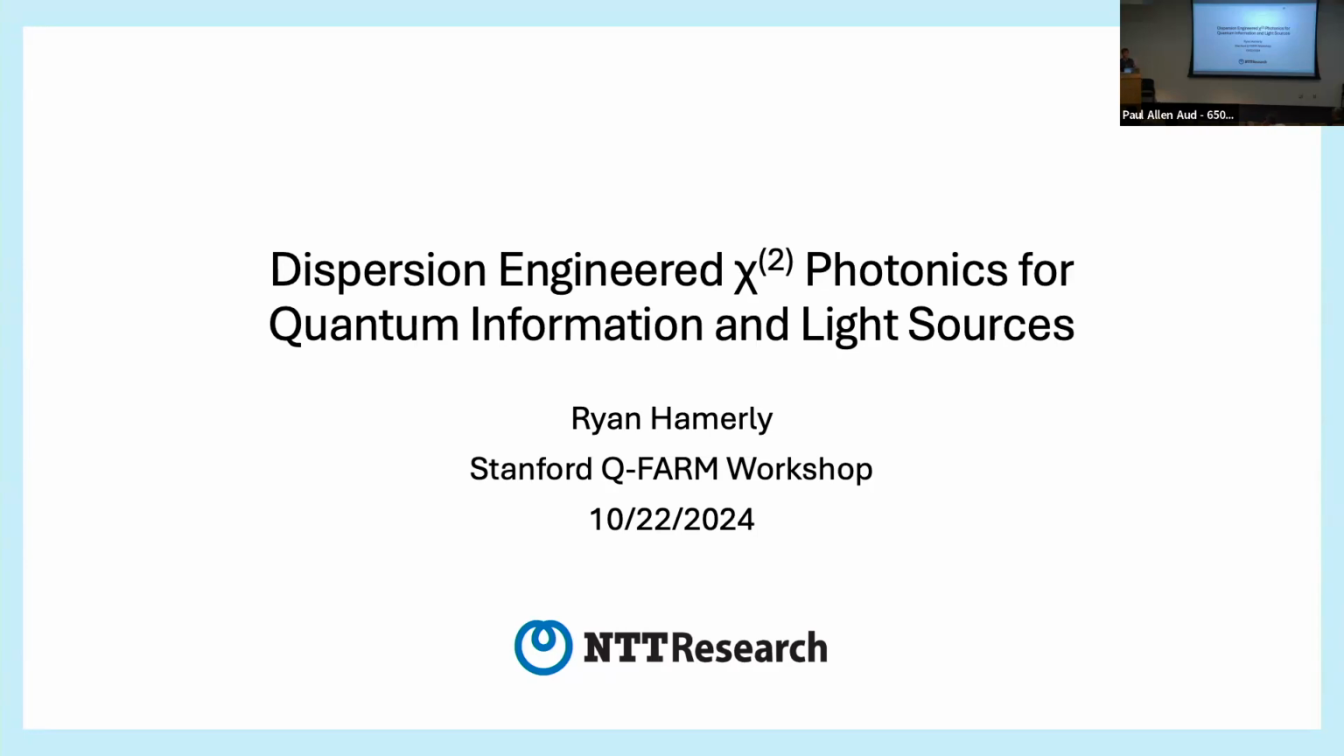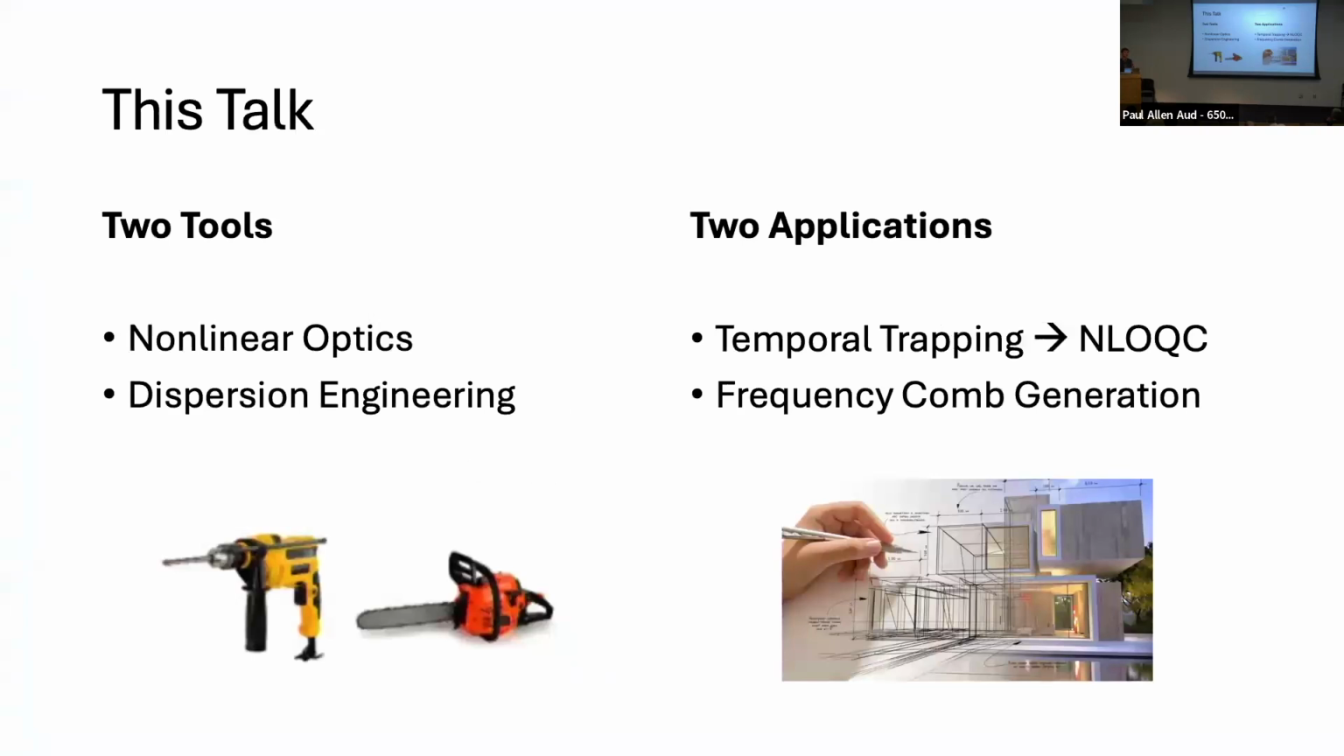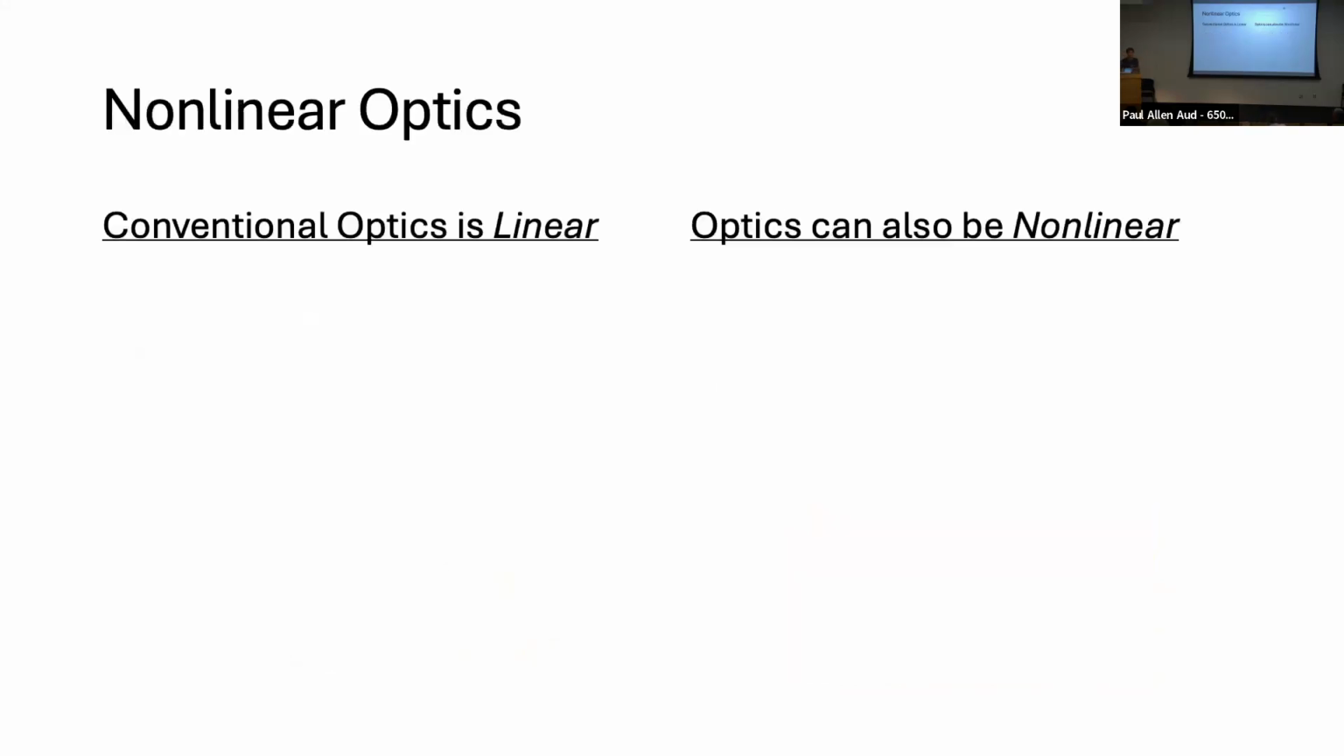And I'm going to be going back to optics and talking about dispersion engineering Chi2 photonics for quantum information and light sources. So this talk, as a high-level overview, is going to be about two tools, nonlinear optics and dispersion engineering, which Noah has already introduced you to, and about two applications for these tools, which will be temporal trapping, a mechanism that we hope will enhance the ability to do nonlinear optical quantum computing, and then also frequency comb generation in OPOs.